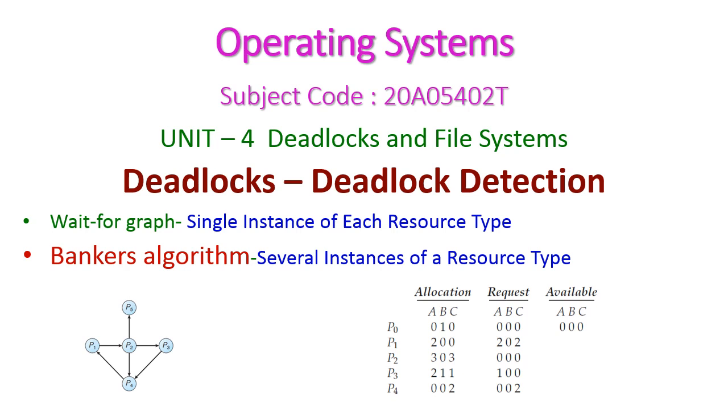Hello friends, welcome to today's operating system class, and in this class we will see deadlock detection, which comes under the fourth unit. When it comes to deadlock detection, there are two types. The first is using a wait for graph, and the second is using the Banker's algorithm to detect the deadlock in the system.